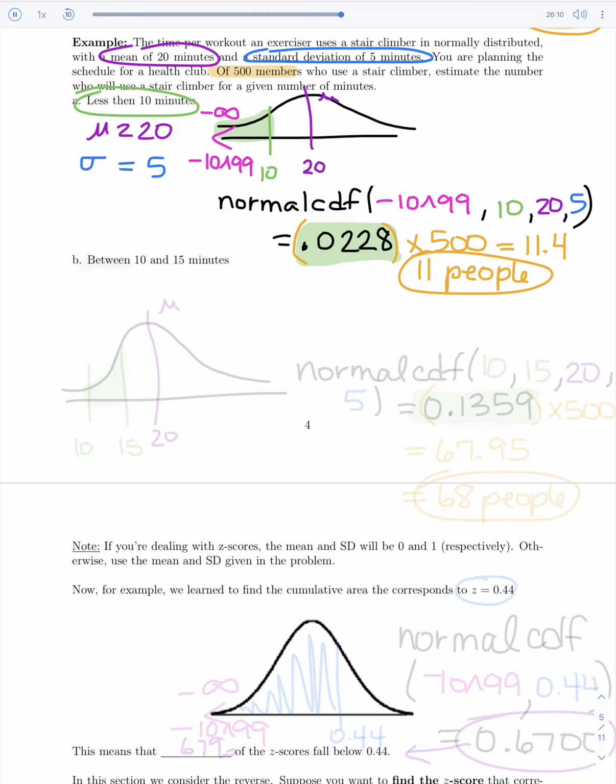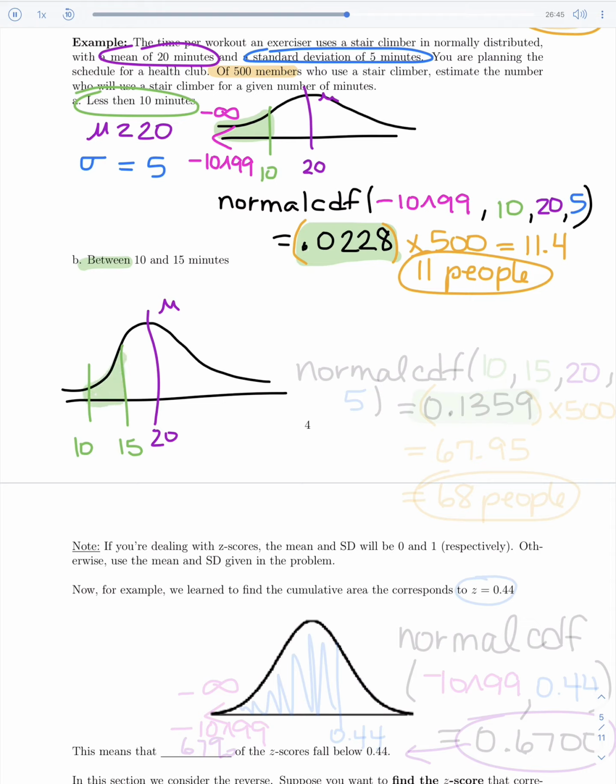10 minutes. Now let's take a look at B. We want to do a similar type problem, but we want to look at how many of the 500 people will use the stair climber between 10 to 15 minutes. So we'll start off with a similar picture, except this time we've still got the mean in the middle, the 20, but this time we're going to use 10 and 15. So we've got our first value 10, and our second value 15. And just like before, we want the area in between.